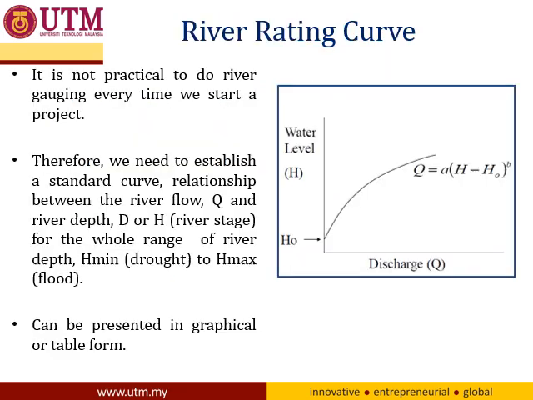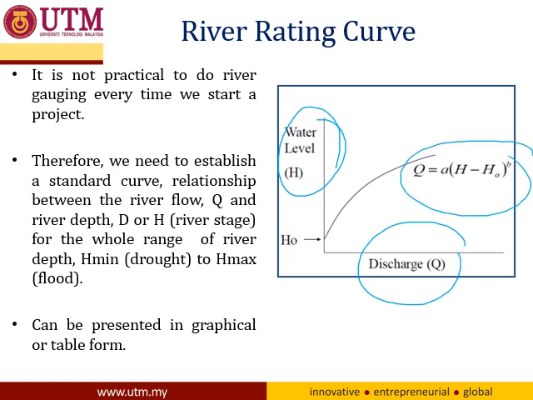So this one, the river rating curve, I already showed you the rating curve. It also determines the relationship between the water level and discharge. For this kind of method, the river rating curve, you need to do some experimental study to find this relationship, to find this formula. You have to do some river gauging, observation at site, so then you will get the formula, what is the A, what is the B.